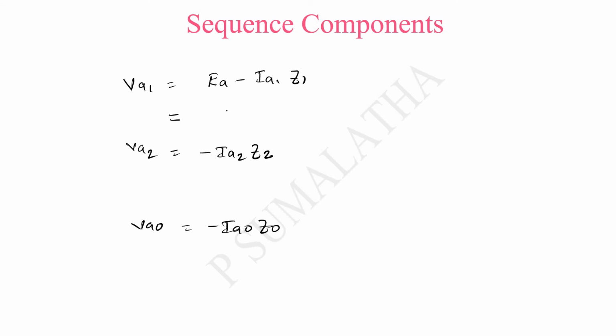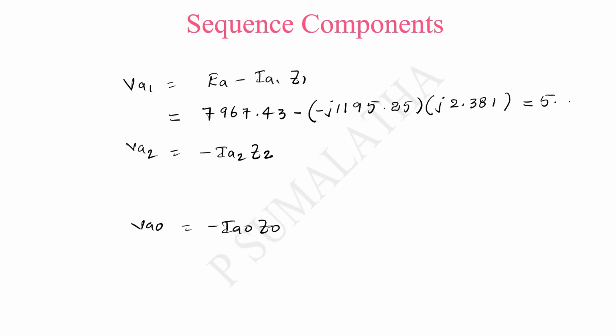What is the voltage given? We know the voltage 13,800 by root 3. That will give us 7,967.43 minus the IA1 value we have just determined, that is minus j 1195.25 into the x1 value, which is j 2.381. If we simplify this, we will get 5.121 kilovolt as VA1.